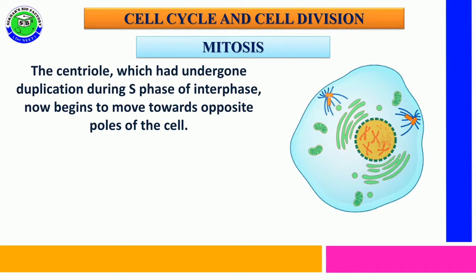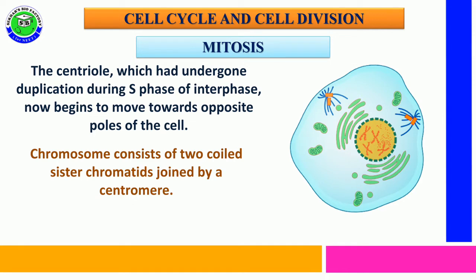We can observe one more change in the cytoplasm in the case of animal cells, because in the animal cell cytoplasm, centriole duplication takes place during S phase, and these duplicated centrioles move towards opposite poles in prophase itself. Moving these centrioles towards opposite poles leads to polarization. The chromosomes in this case consist of two coiled sister chromatids, which are joined by a structure called the centromere.